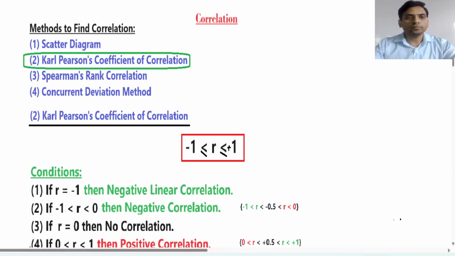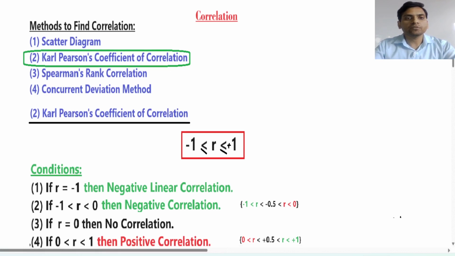So correlation has 4 methods to find it: scatter diagram, Karl Pearson, Spearman rank correlation and concurrent deviation. In the last lecture we have already discussed the first one, scatter diagram. Now in this lecture we will discuss the second one, Karl Pearson coefficient of correlation.